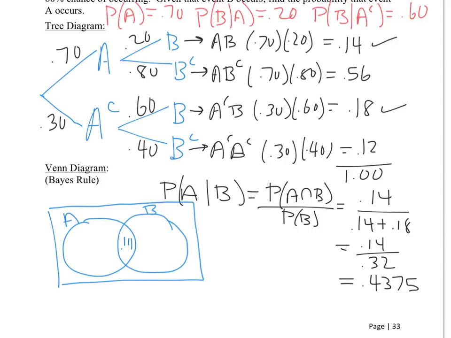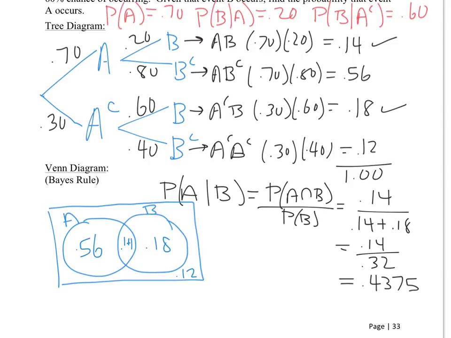A intersected with B complement is 0.56. A complement intersected with B is 0.18. And A complement B complement is 0.12. Those four probabilities go here.